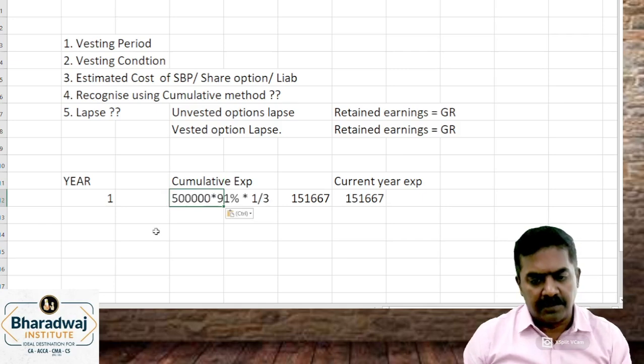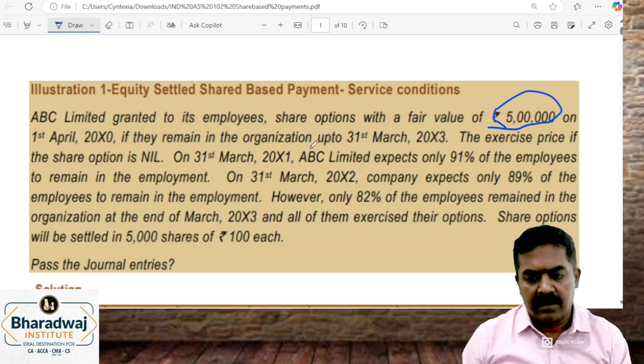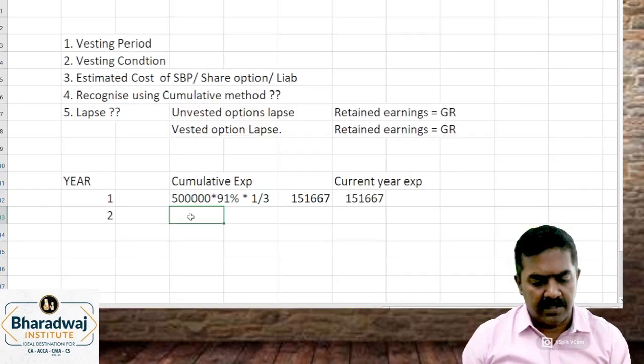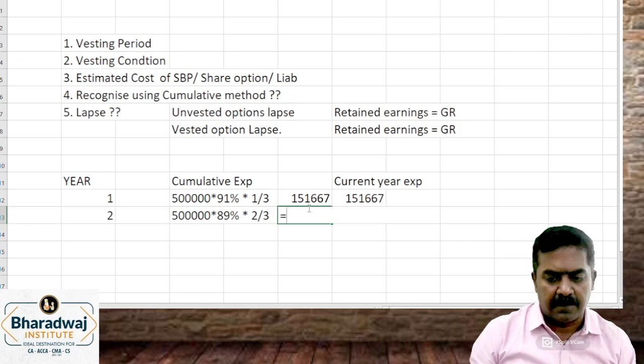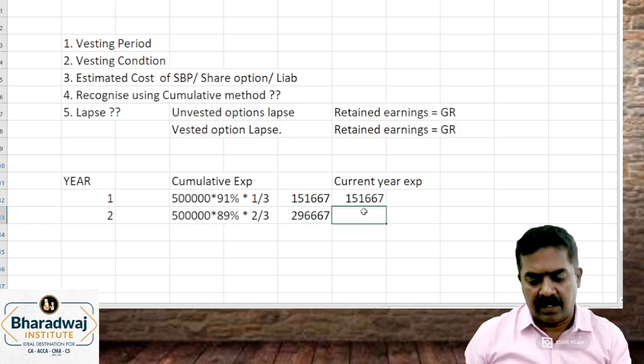Second year போகும்போது, what is going to be the expense? Second year, how much estimated? 89%. The estimate changes to 89%. Cumulatively, you should have recognized 2/3 of expense. Then this will be the difference.